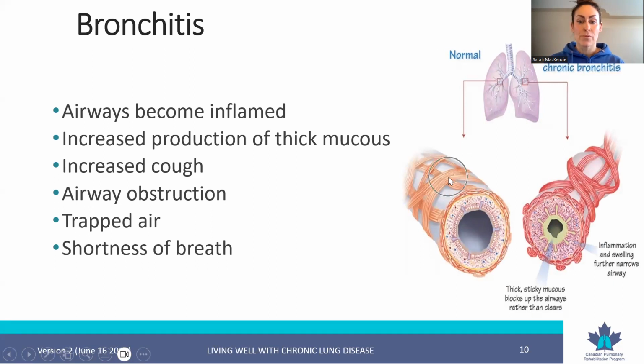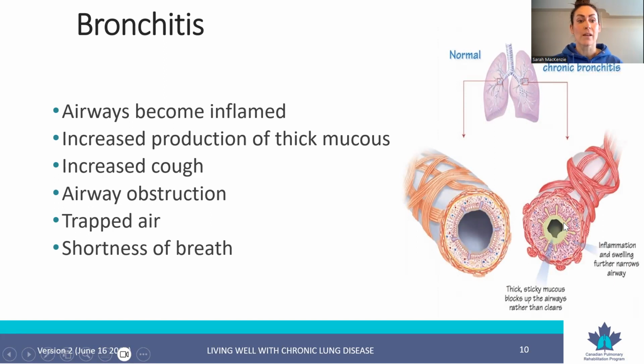You can see the smooth muscle around the airway is nice and relaxed. The inside of the airway is nice and patent, and you can see the airway wall here. With a chronic bronchitis picture, the smooth muscle is restricted around the airway. You can see the inflammation on the inside and the production of mucus.